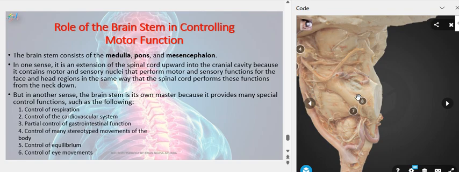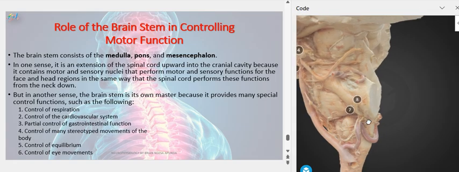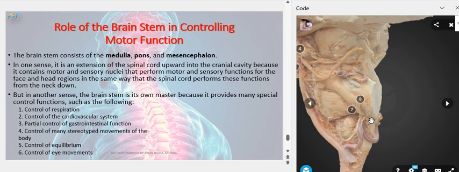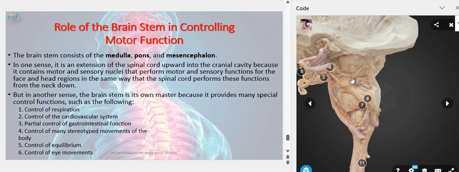The medulla oblongata is also very important in controlling some of the autonomic functions of the body. These include things like heart rate, blood pressure, and breathing. If one was to see the brainstem, they'd think of it as an upward extension of the spinal cord, extending into the cranial cavity. Or in another sense, somebody might think of the brainstem as a part of the CNS. That means it is a master on its own, able to conduct these various special functions as we are seeing listed here below.